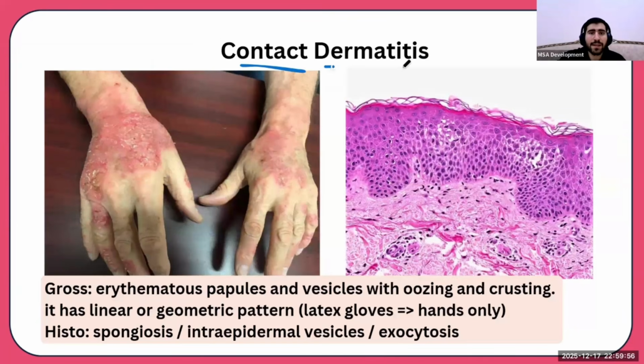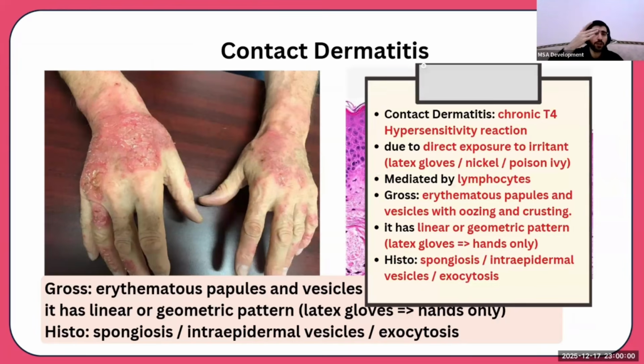Then we have contact dermatitis. Contact dermatitis is a type 4 hypersensitivity reaction. You may not know what this is. That's fine. I don't want you to know what that is. I just want you to know two things about type 4 hypersensitivity reaction. First, it's not mediated through mast cells and histamine. It's mediated through lymphocytes, okay? So type 4 hypersensitivity reaction is mediated through lymphocytes.